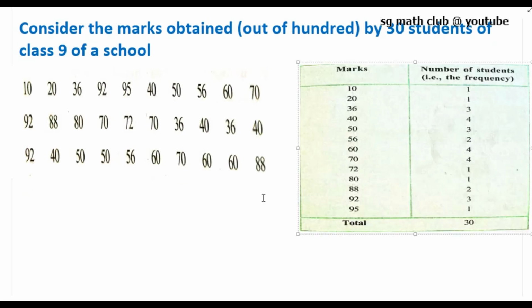So this data is converted in the form of a frequency distribution table here. The number of students who scored mark 10 is only one student. One student has scored mark 20. And three students have scored mark 36. So it has been put in the form of a frequency distribution table.